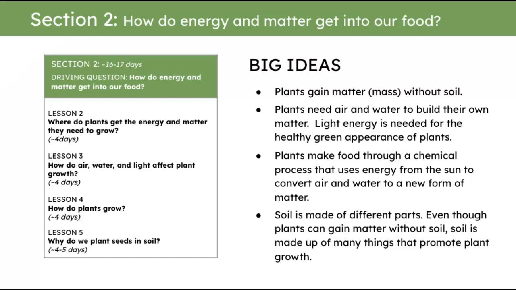Through the storyline in Section 2, students gain an understanding of these standards-based big ideas. Plants gain matter or mass without soil. Plants need air and water to build their own matter. Light energy is needed for the healthy green appearance of plants. Plants make food through a chemical process that uses energy from the sun to convert air and water to a new form of matter. Soil is made of different parts. Even though plants can gain matter without soil, soil is made up of many things that promote plant growth.